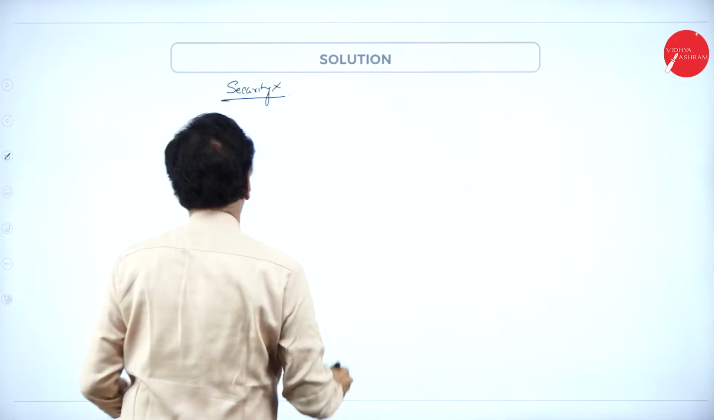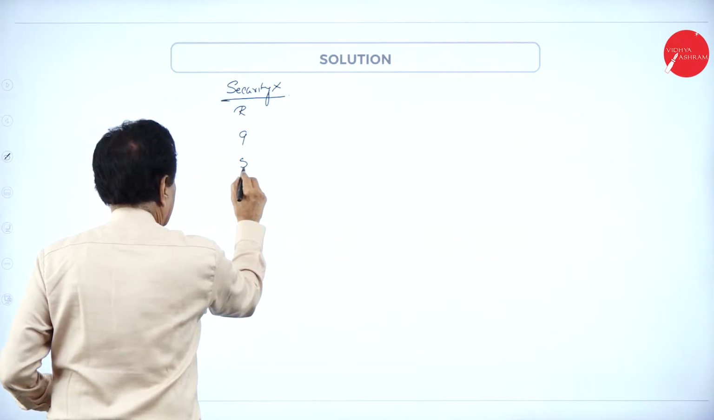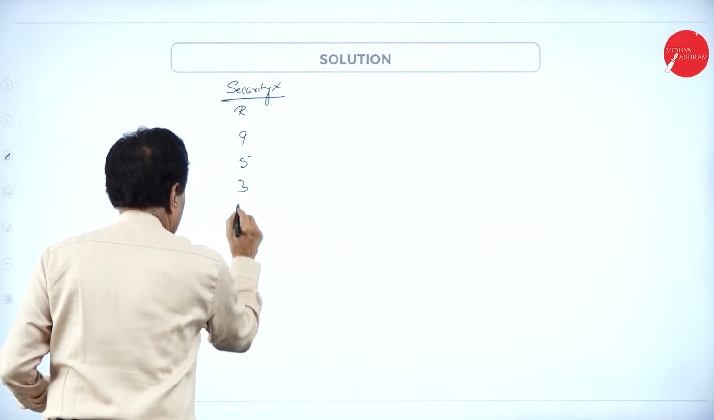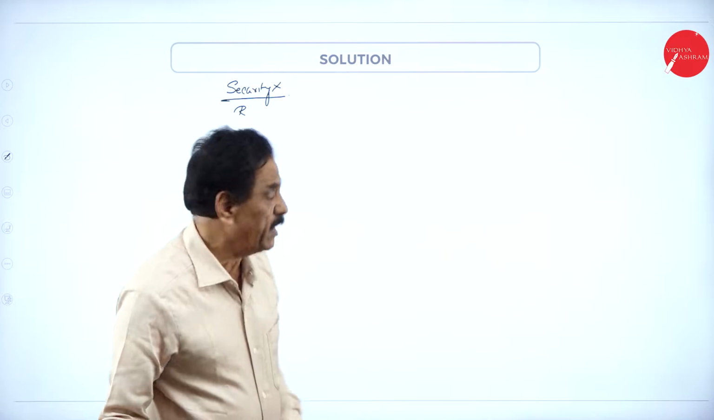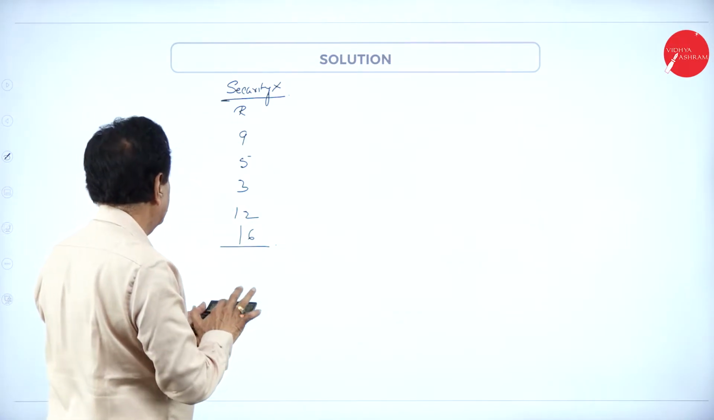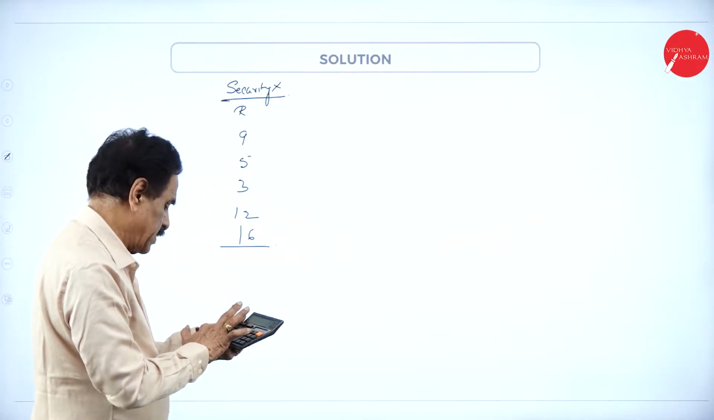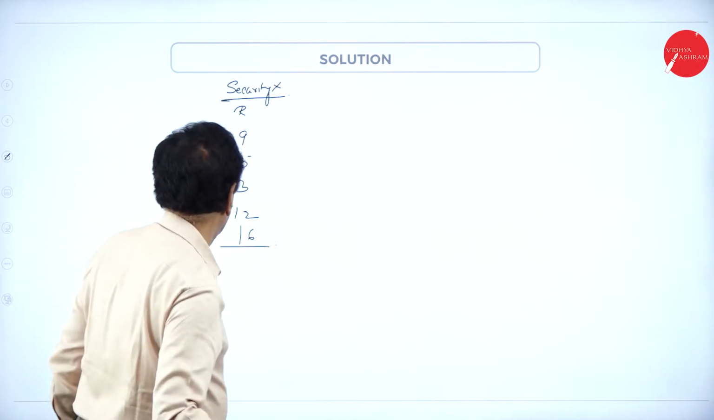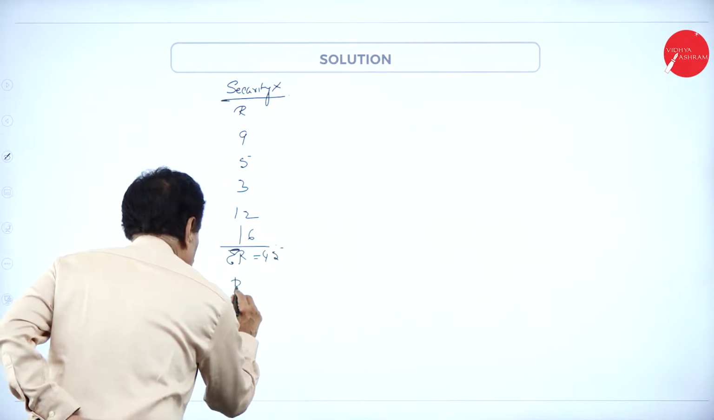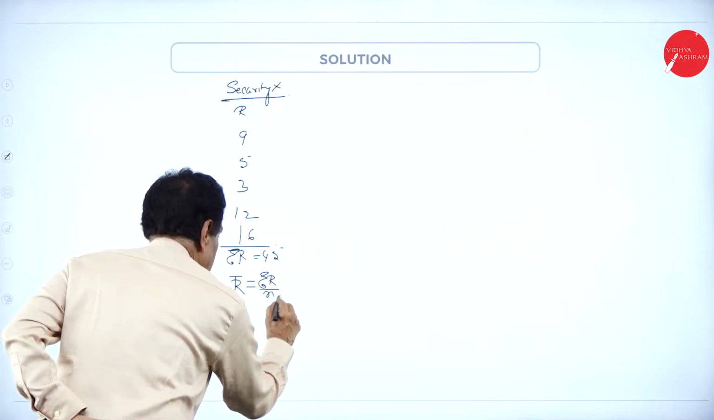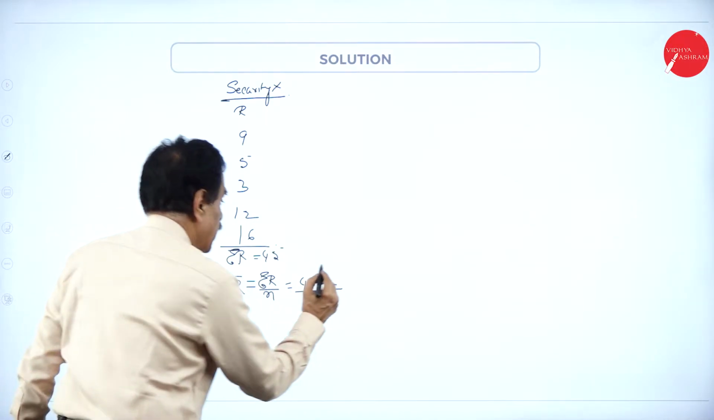Security returns are 9, 5, 3, 12, 16. Add the figures. Slowly we'll add the figures. First is 9 plus 5 plus 3 plus 12 plus 16 is equal to 45. Sigma R is equal to 45. Then R mean is equal to sigma R divided by N. So 45 divided by 5, 5 items, 5 nines are 45.